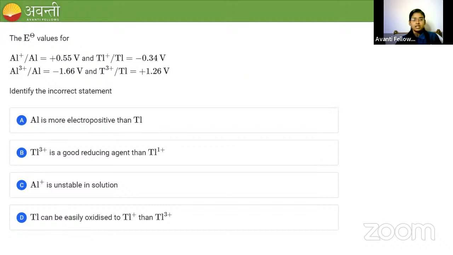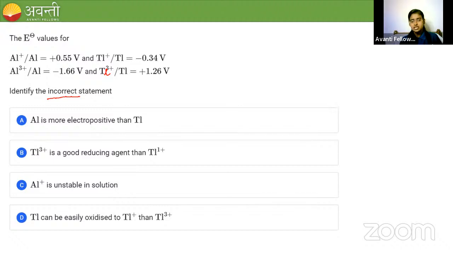The E naught values for the Al plus, Al couple, Al means aluminium, and the thallium couples, thallium plus thallium, aluminium 3 plus aluminium, and thallium 3 plus thallium. Again, this is thallium only. It is thallium 3 plus thallium couple. So E naught values for all the couples are given. We have to find out the incorrect statement from the four options given to you.